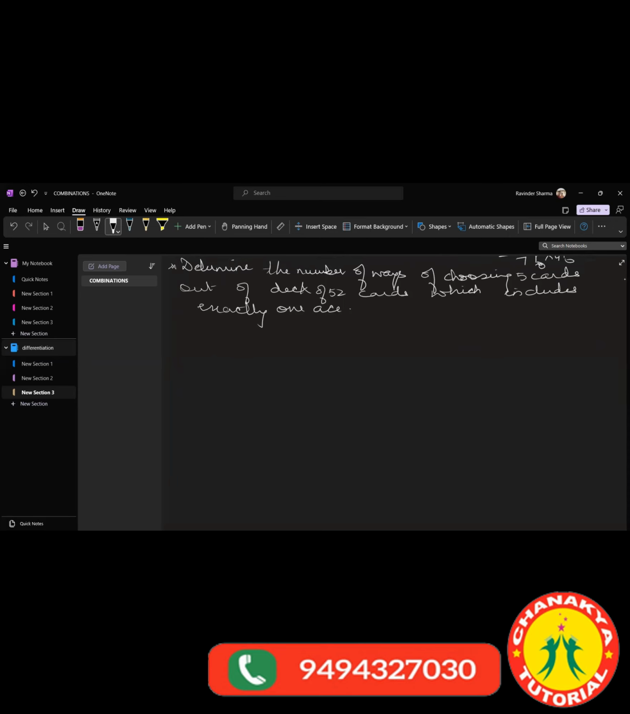Dhananjay, any guess? Ma'am, 48C4. And we have to select 5 cards. We have to choose 5 cards, huh? Yes, ma'am. Ma'am, 48C4 into 4C1. Can you explain to me?